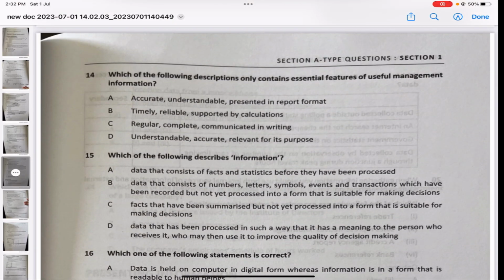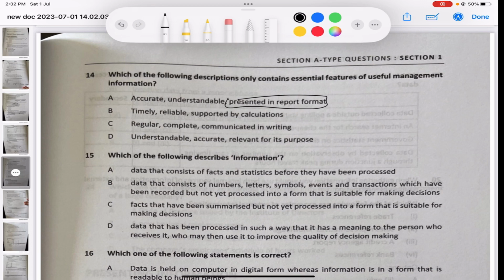Which of the following descriptions only contain essential features of useful management information? Okay, so accurate, understandable, presented in a report format. Presented in a report format is not mentioned anywhere. Timely, reliable, and supported by calculation. Nobody has ever said that this is a specific way it should be communicated. Regular, complete, communicated in writing. Again, it hasn't been mentioned anywhere that it should be communicated only in writing format. Understandable, accurate, and relevant. So D is correct.